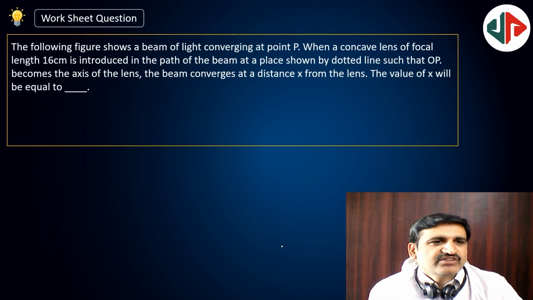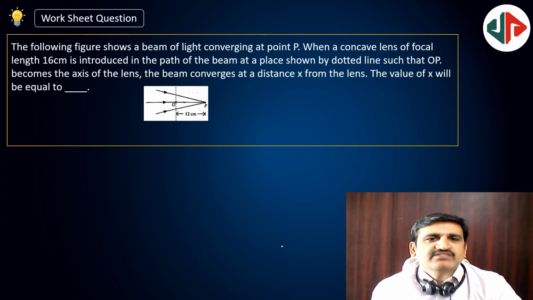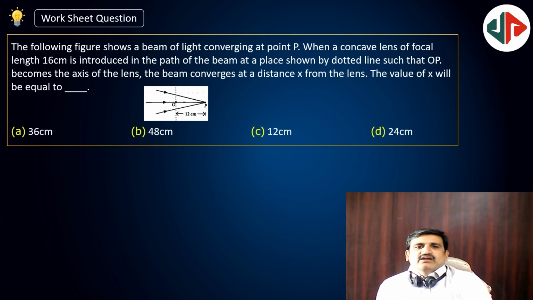4 is to 1. The following figure shows a beam of light converging at point P. When a concave lens of focal length 16 centimeter is introduced in the path, the beam is replaced as shown by the dotted line, such that OP becomes the axis of the lens. The beam converges at a distance x from the lens. Okay, the value of x will be?